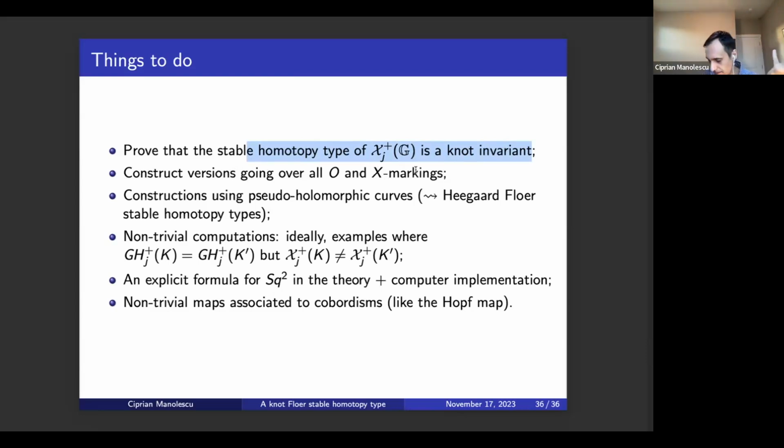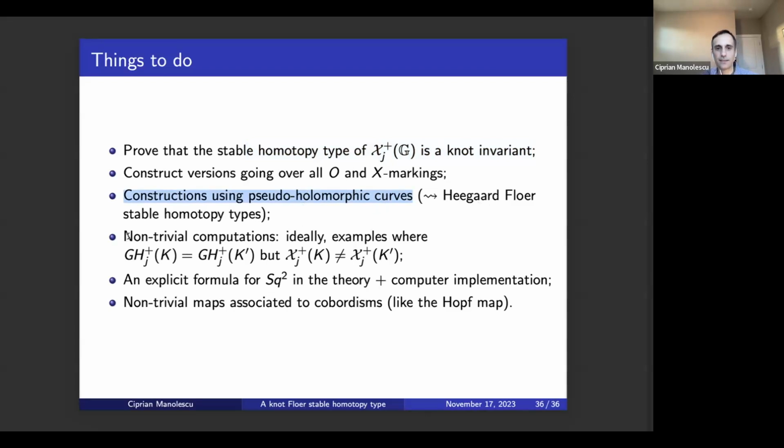It has, well, I don't know. But you can still compute it, and maybe you have to include some sphere bubbles in your moduli space. We haven't done that, but that would be interesting to do. You would also like to do the same thing with pseudo-holomorphic curves, and currently I'm working with Mohammed Abu Zaid to do Heegaard Floer stable homotopy types, and some particular case of this would be on the grid, and hopefully you will get the same answer.